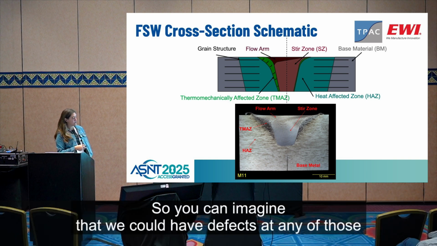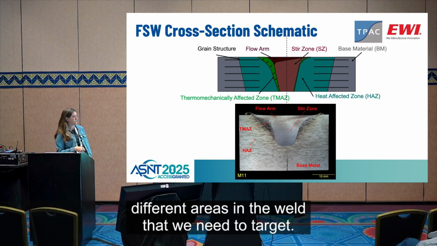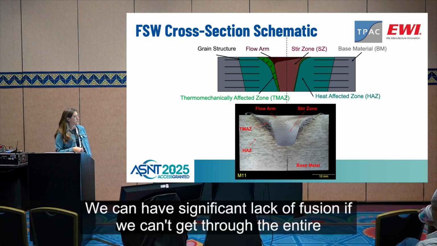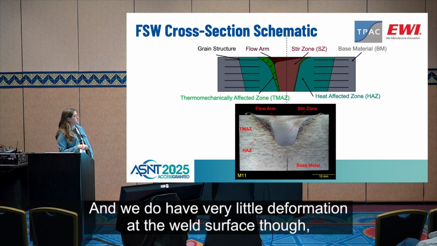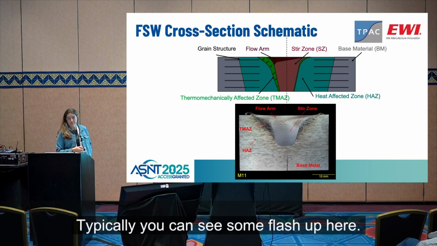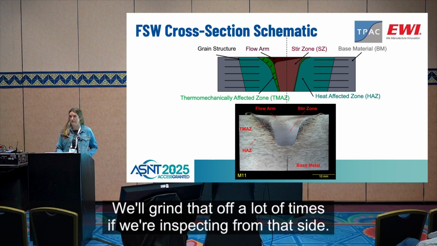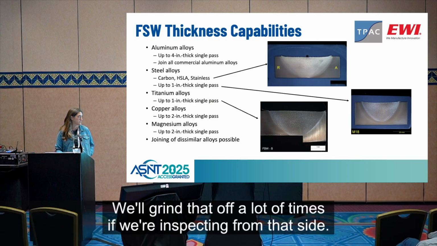So you can imagine that we could have defects at any of those different areas in the weld that we need to target. We can have significant lack of fusion if we can't get through the entire thickness of the metal. We do have very little deformation at the weld surface though, so that is typically helpful. You can see some flash up here. We'll grind that off a lot of times if we're inspecting from that side.